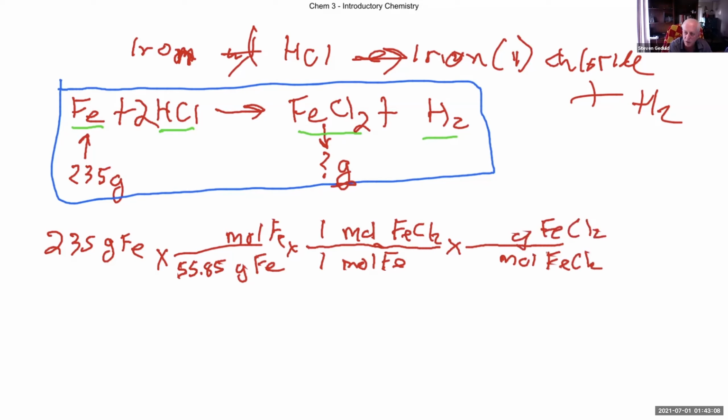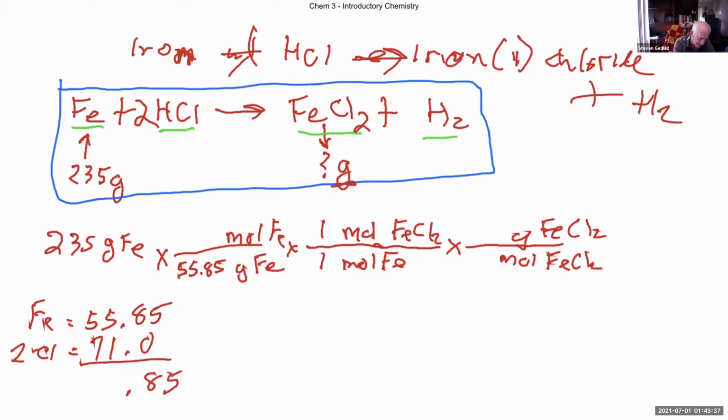And how do we do that? We do the molecular weight. We have 1 iron. We have 2 chlorines. Iron is 55.85. Chlorine is 35.5, right? So 71. Okay. Did I do that right? Yeah, I did that right. So the total is 126.85 grams of iron chloride per mole.